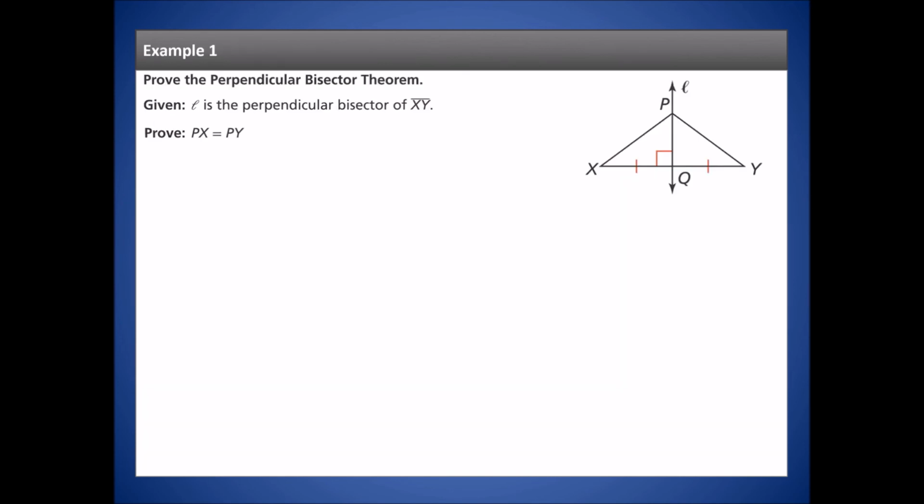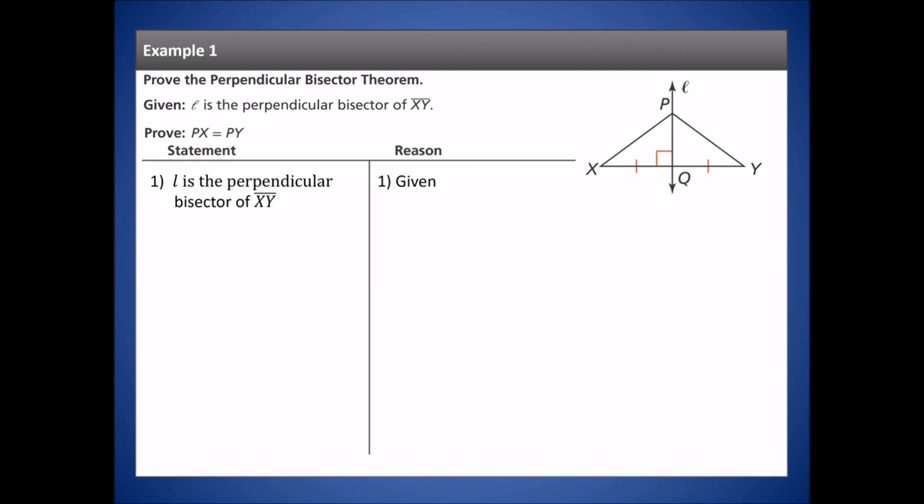All right, so let's look at an example in which we prove the perpendicular bisector theorem. So let's actually go ahead and prove this. We're given that L is the perpendicular bisector of line segment XY, and we want to prove that PX equals PY. So let's use a two-column chart. Remember, we're going to start with the given. So L is the perpendicular bisector of XY.